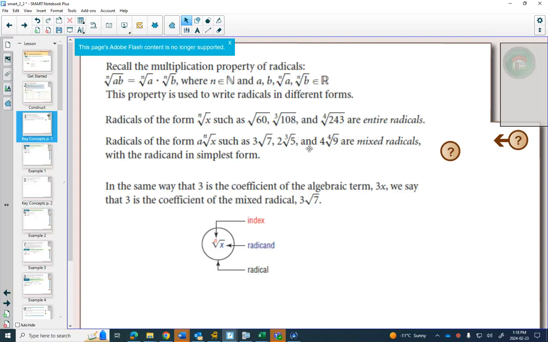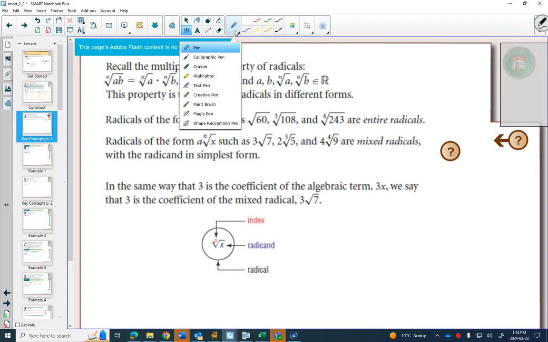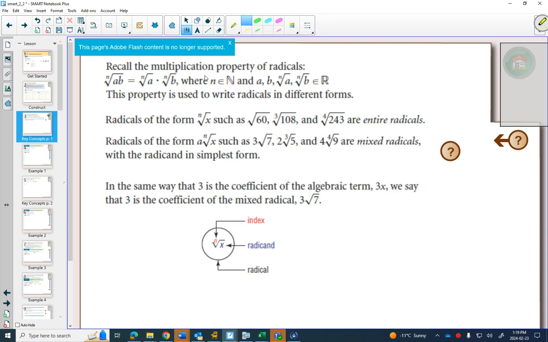And we'll start off with a few definitions if you want to highlight them. We call the whole thing, with a square root, cube root, fourth root, a radical. The little number that's written is called the index of your radical, and the inside is called your radicand. Also important definitions are entire radicals and mixed radicals.